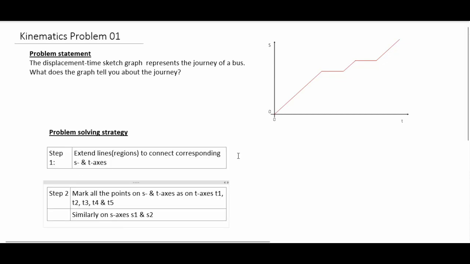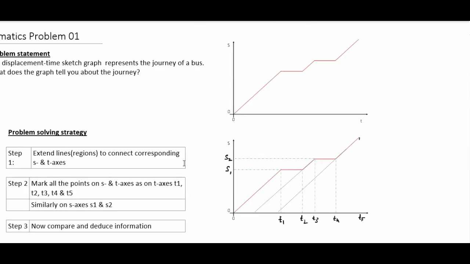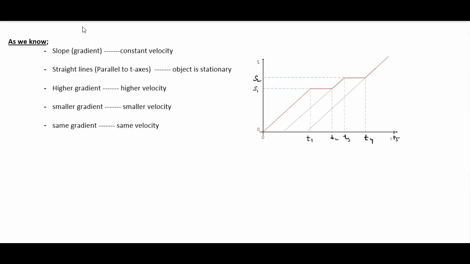So first we have the problem-solving strategy. In the first step, we will extend all the lines to connect to the corresponding S and T axes. In step 2, we will mark all the points on the T axis as T1, T2, T3, T4 and T5, and similarly on the S axis, S1 and S2.